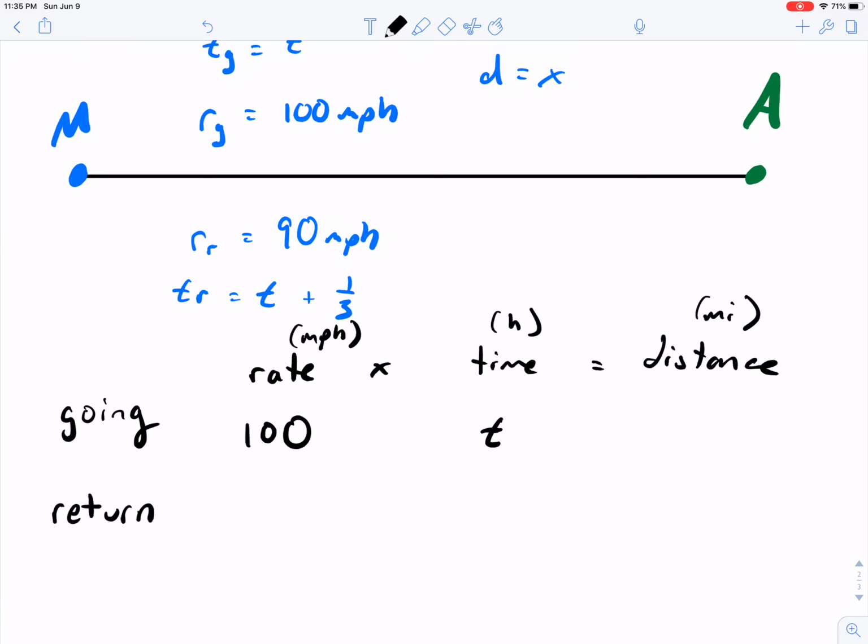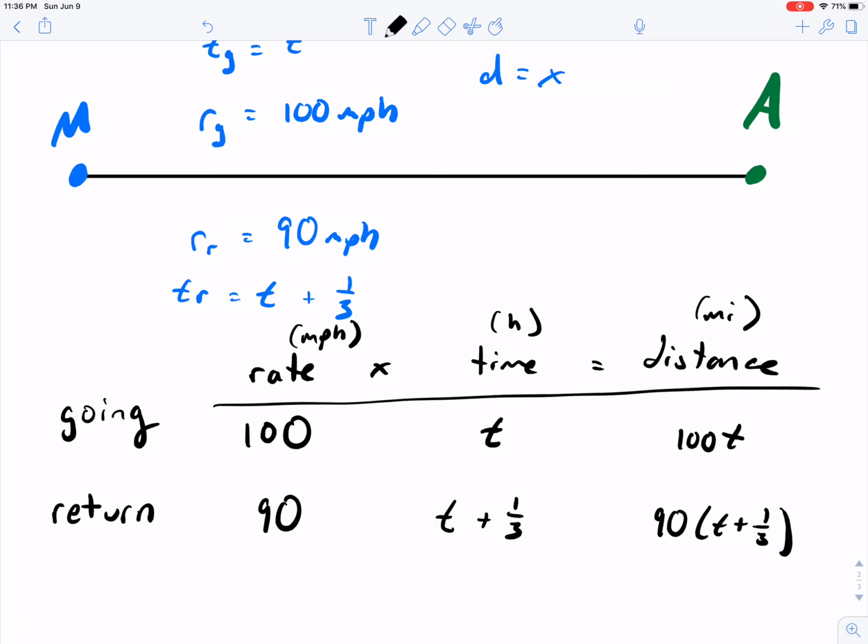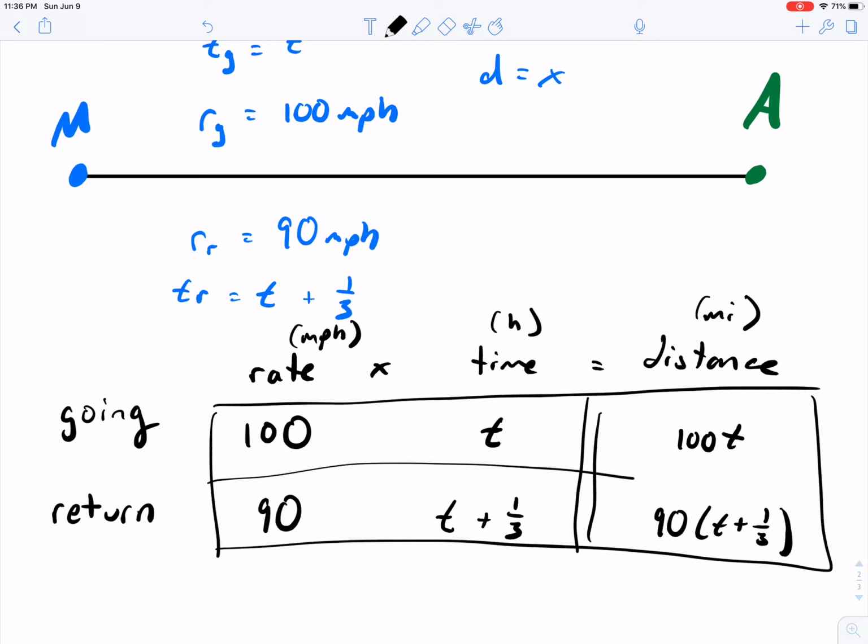So her rate coming back was 90 miles per hour. The time was whatever her time was before plus 1/3 of an hour. Okay. So distance equals rate times time. It's going to be basically 100t there. And then this is going to be 90 times t plus 1/3, right? So this is the chart.